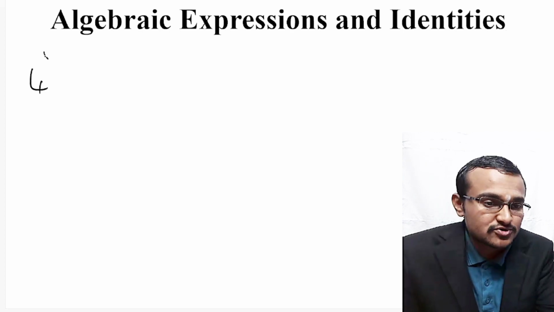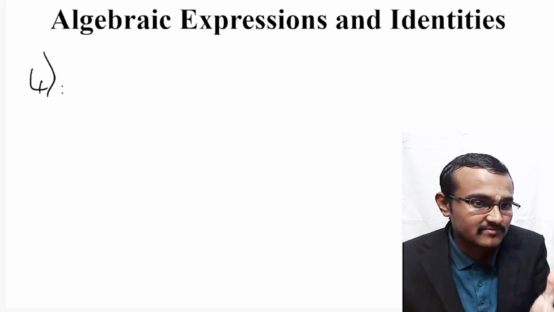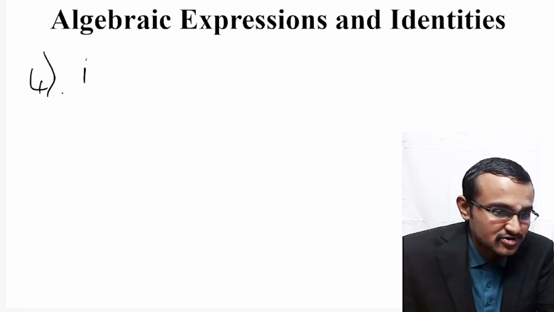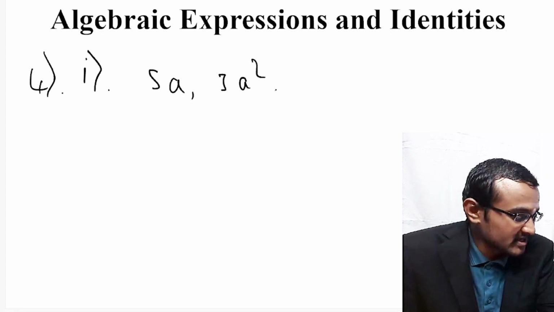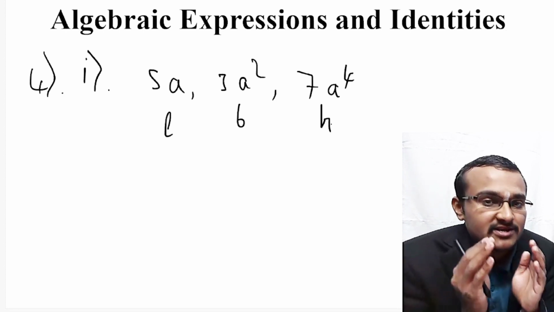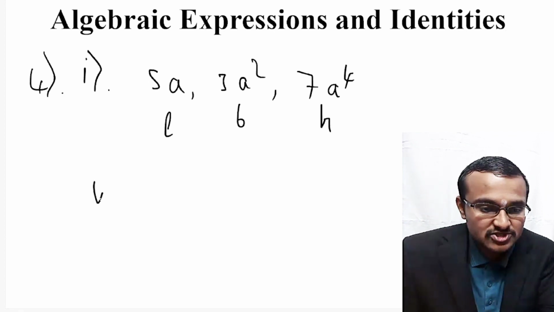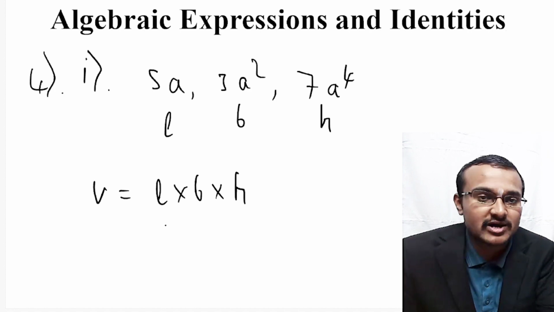Coming to the fourth question, here they have asked to find the volume of a rectangular box or a cuboid. Coming to the first question in this fourth question, they have given 5a, 3a square and 7a power 4. These are the length, breadth and height of a particular cuboid. Now you should find the volume of this cuboid. What will be the formula to find the volume of a cuboid? It will be length into breadth into height.